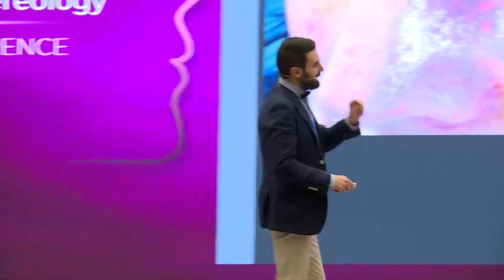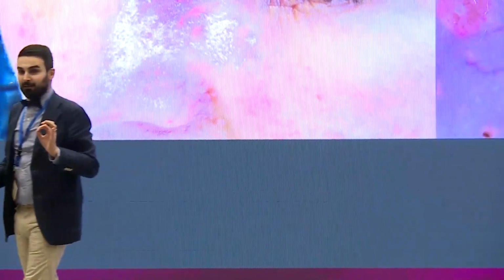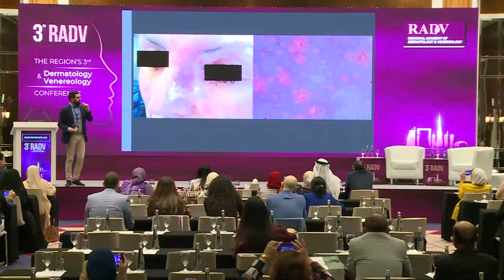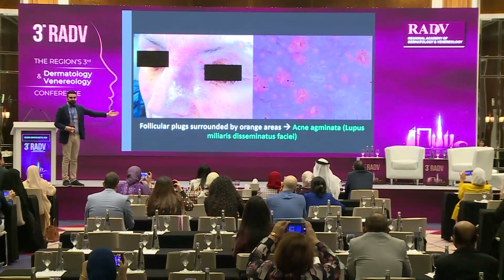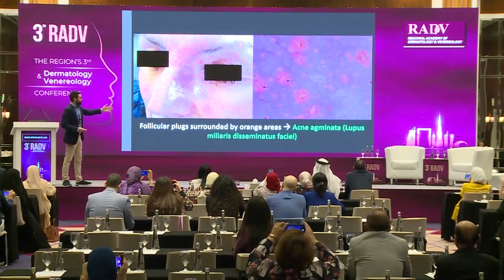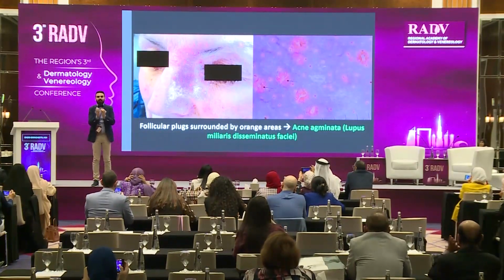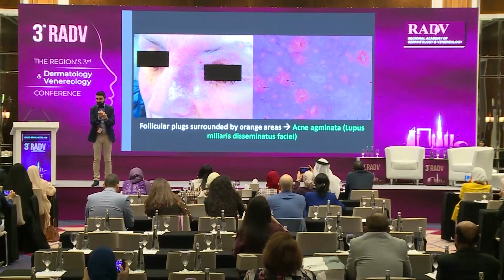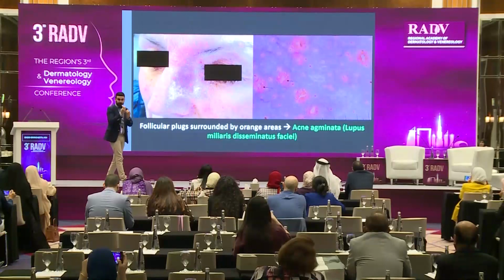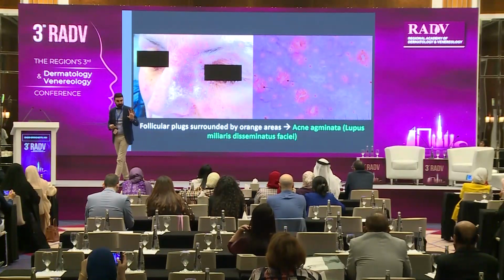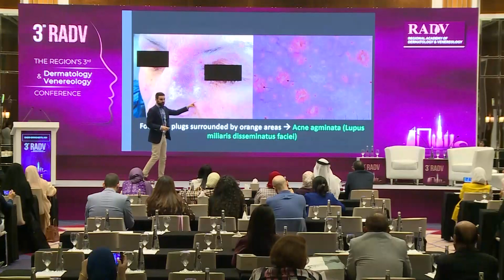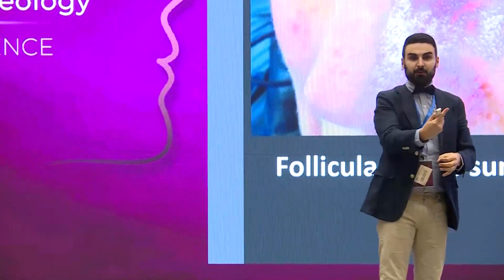No, discoid lupus, okay? You're right, we have follicular plugs, but we also have orange around each follicle. It's acne agminata, or lupus miliaris disseminatus faciei, which is basically a granulomatous reaction around the follicle, a damaged follicle. This is not so rare, but the dermoscopic pattern is very characteristic: the follicular plugs and orange around the follicular plug.